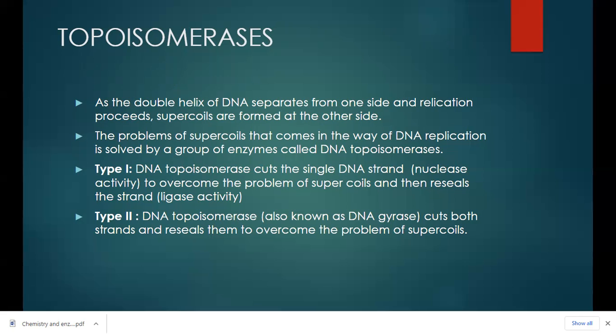So there are two types of topoisomerases. They are DNA topoisomerase type 1 and DNA topoisomerase type 2. Type 1 cuts the single DNA strand, and type 2 cuts both the strands and reseals them to overcome the problem of supercoil.